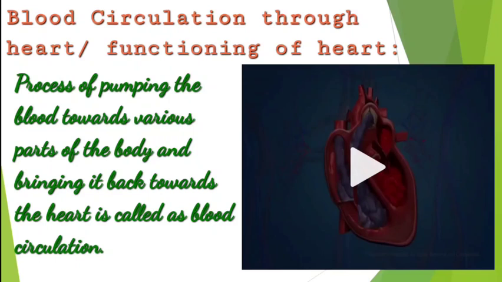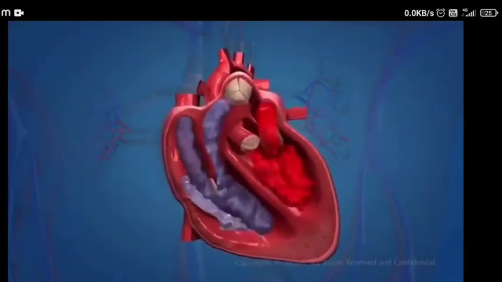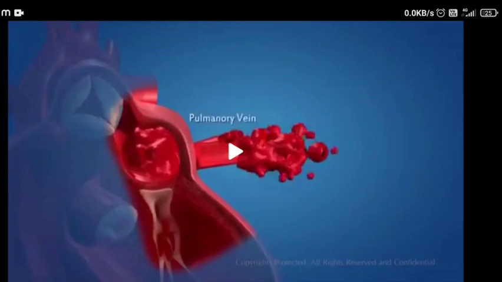To maintain the continuity in the circulation, the heart alternately contracts and relaxes. A consecutive single contraction and relaxation of the heart constitutes a single heartbeat. As we can see in this video, how the heart contracts and relaxes, the single time it contracts and relaxes constitutes a single heartbeat.